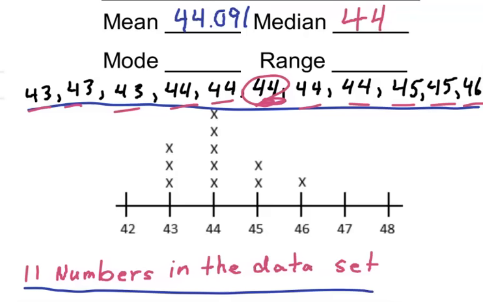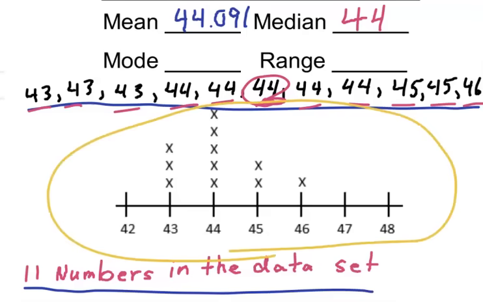All right, the mode is typically the easiest one, especially if you have a graph to look at. The mode is the one that happens most often. If you graphed it and looked, you can see that clearly 44 is the mode. 44 happens more often than any other number.